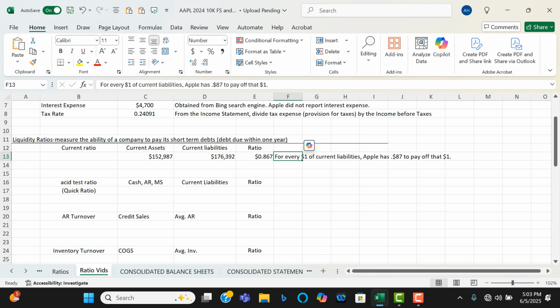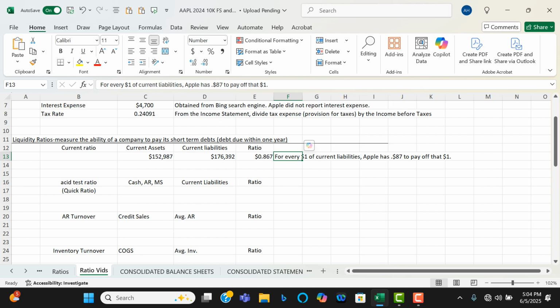Now, if you're just looking at this as one number, it doesn't look very good because basically what it's saying is that Apple doesn't have enough cash or near cash assets to pay off that $1 in liabilities. Now, that's actually not true. You're going to see that Apple has a lot of non-current items like long-term investments that they could easily convert to current assets or convert to cash.